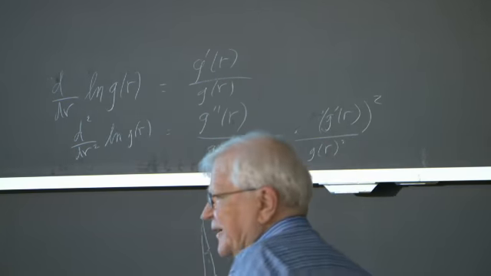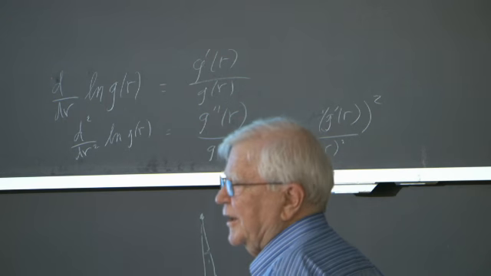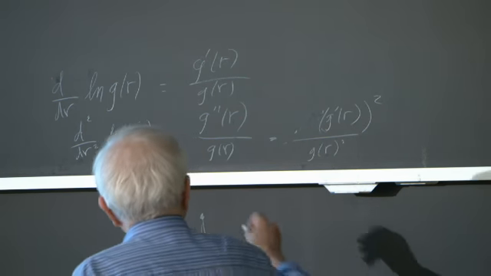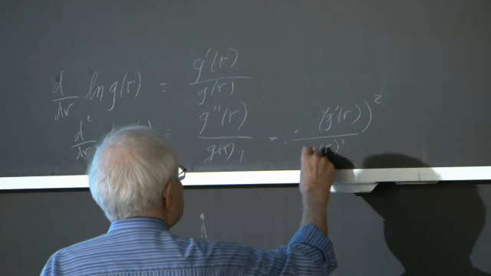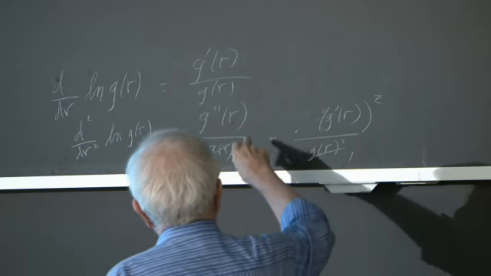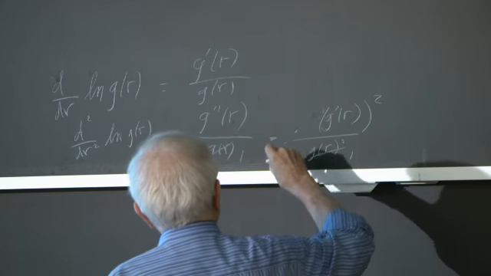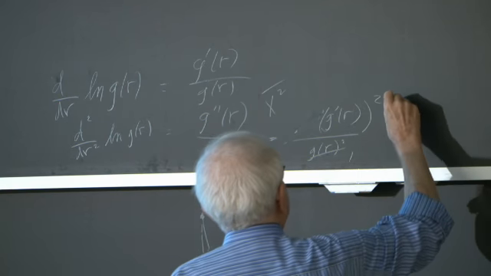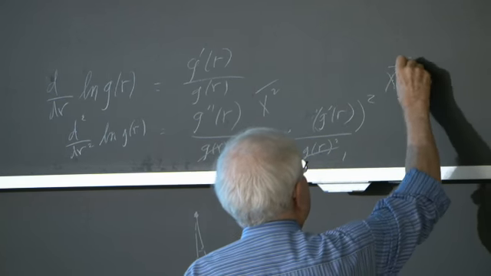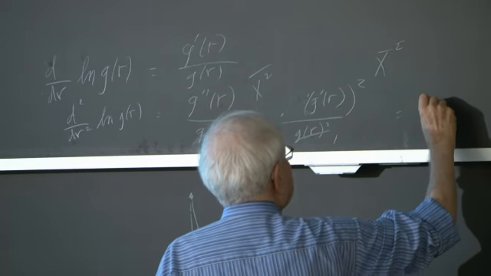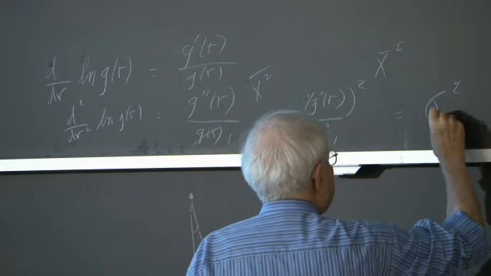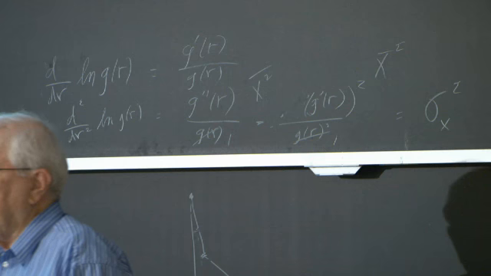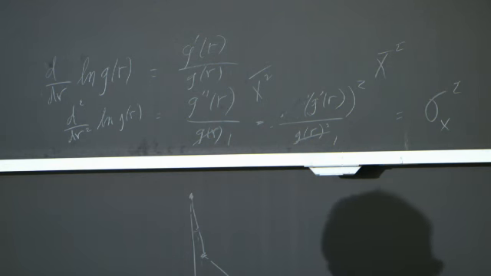And we evaluate this at r equals 0. This term becomes 1. This term becomes 1. This term becomes the second moment, X squared bar. And this term becomes X bar squared. And this whole thing becomes the variance of the random variable rather than the second moment.